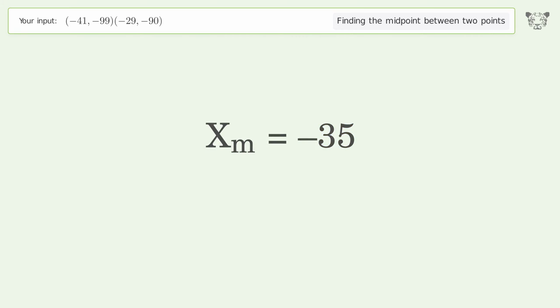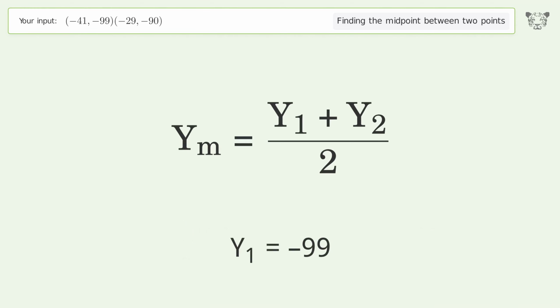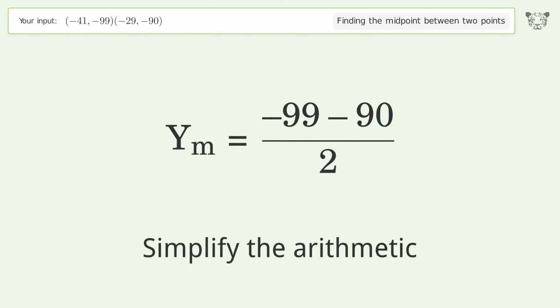Use the y values in the midpoint formula to find the midpoints y. y1 equals -99. y2 equals -90. Simplify the arithmetic.